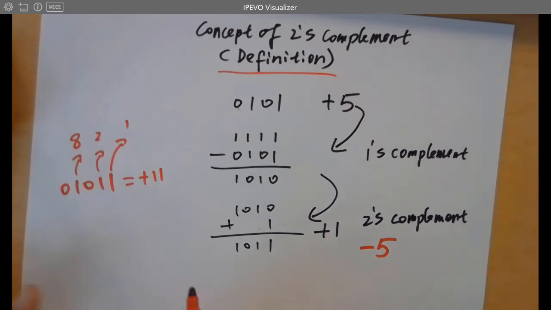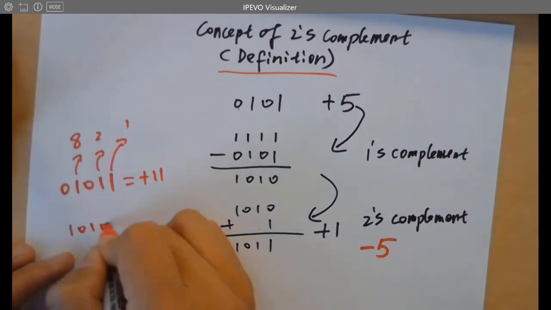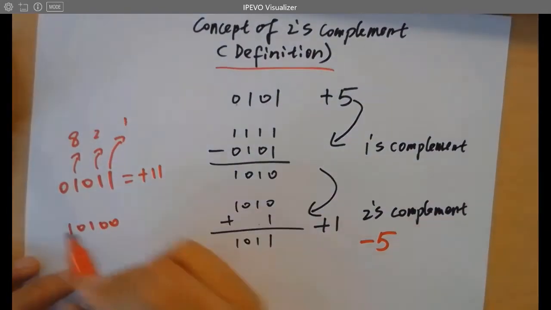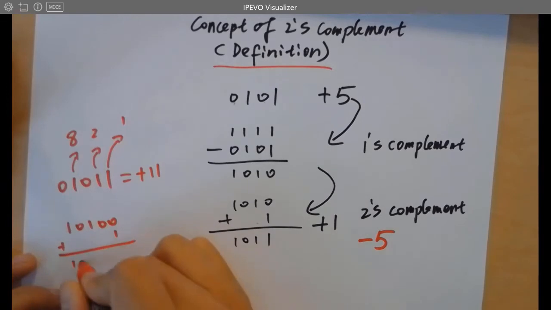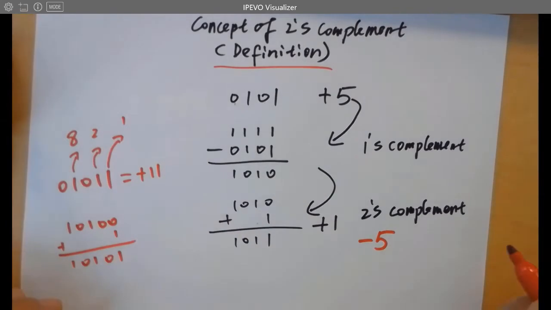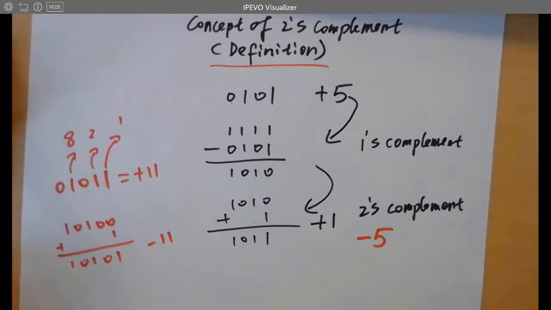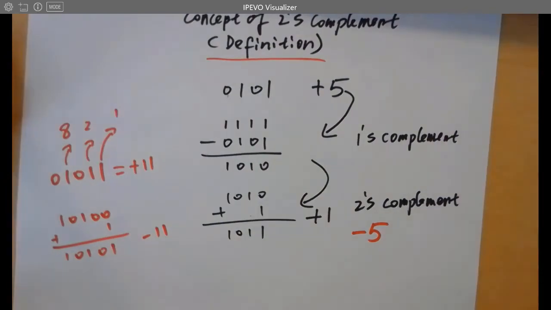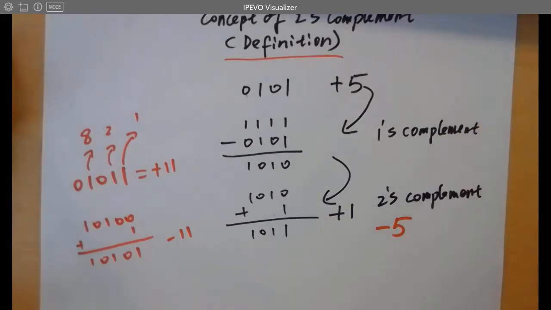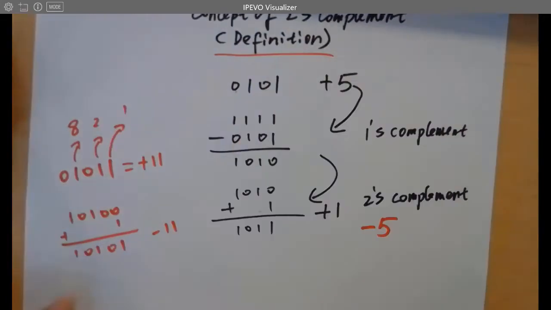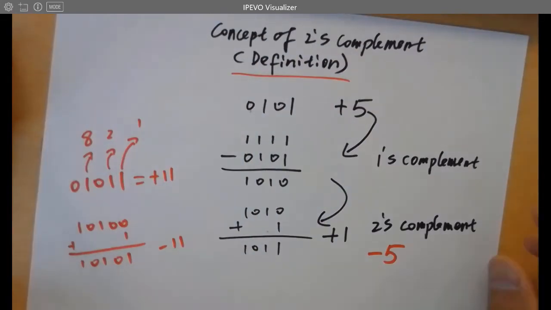So invert it first: 10100. Plus 1: 10101. That's minus 11 in 2's complement. That's really hard. And there's a very easy way to do 2's complement in the future. I will tell you later. I invented it. Not now, I just introduce the definition here. It seems really hard. I have to invert and plus 1.